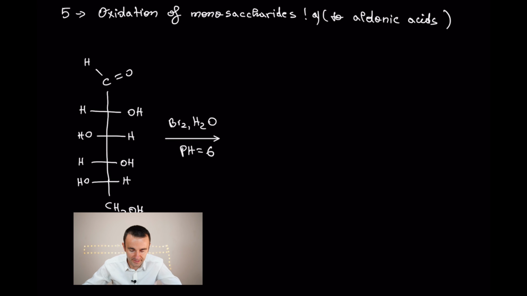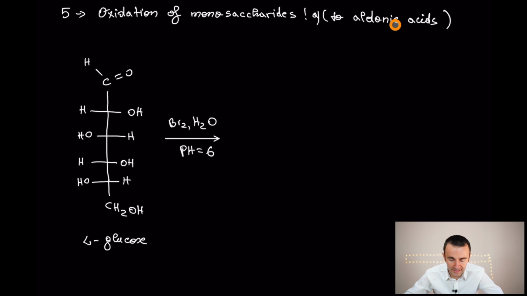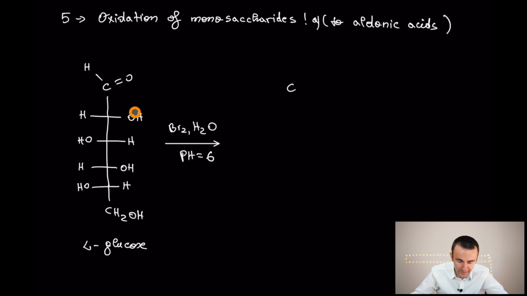Let's move further. Oxidation of monosaccharides to aldonic acids. So what is going to happen on this side? You are going to oxidize this aldehyde group to a carboxylic acid with bromine in the presence of water at pH 6. Right? And the other parts remain the same.